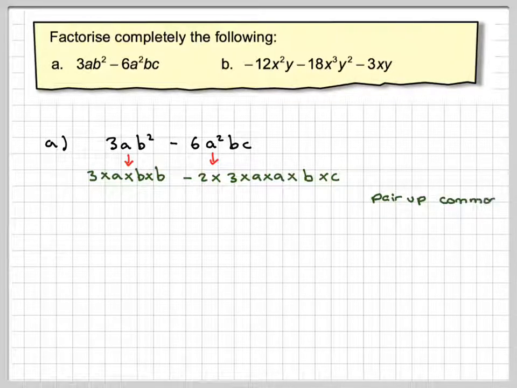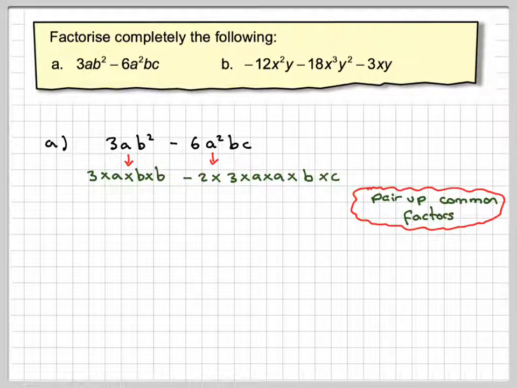Now, you pair up common factors. Well, there's 3 terms, you'd have to join up all 3. So, let's have a look here. We've got a 3 and a 3 which is in common. We've got an a and an a which is in common. And we've got a b and a b which is in common.